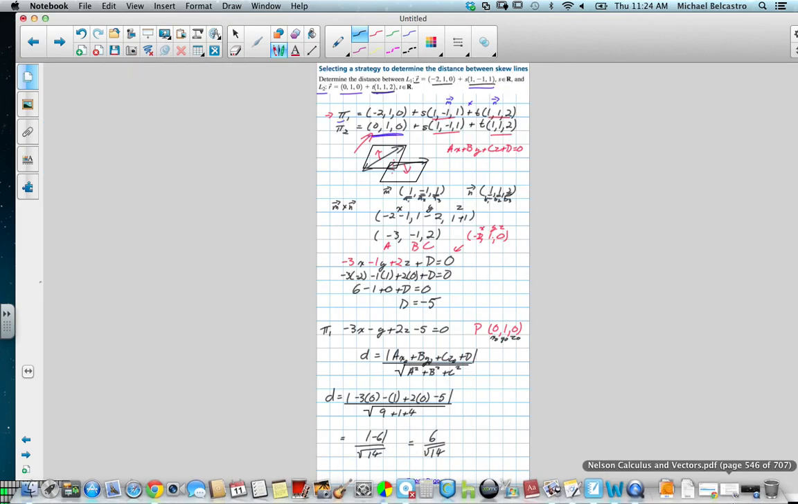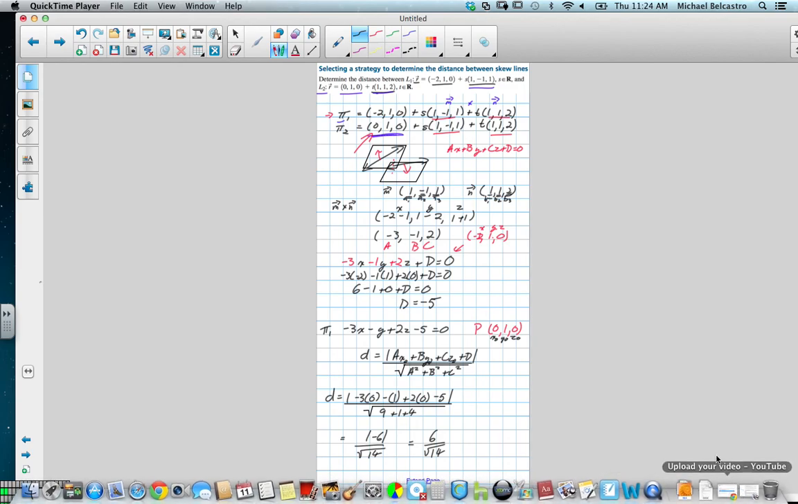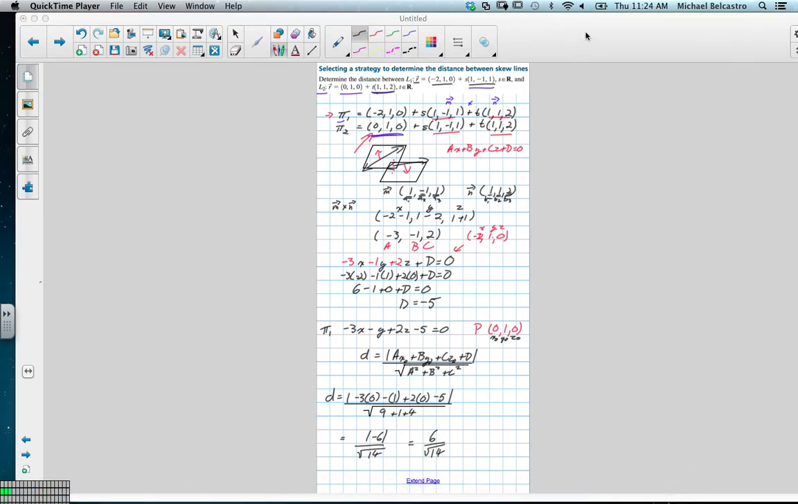Okay? So the toughest part about this is the very beginning where we have to set them up as planes. Once we've set up all of that, it's just plugging into our formula.